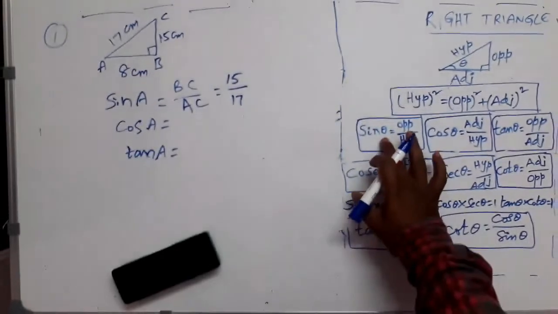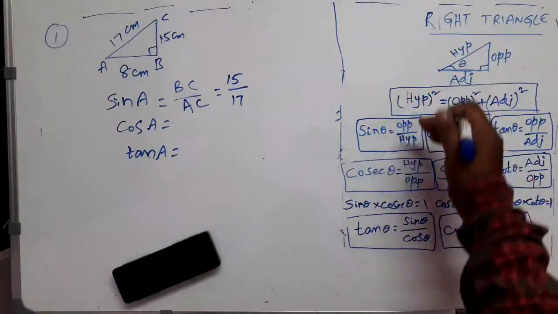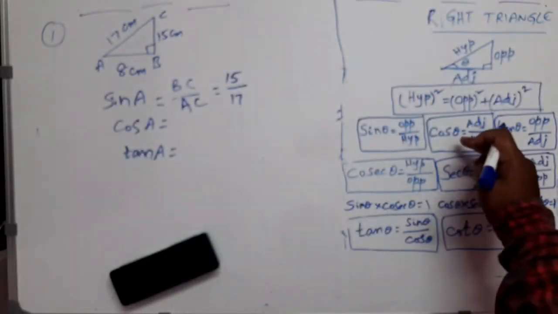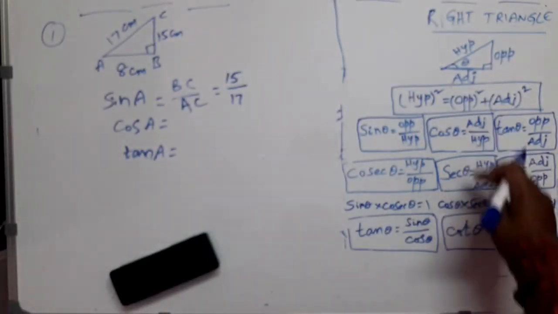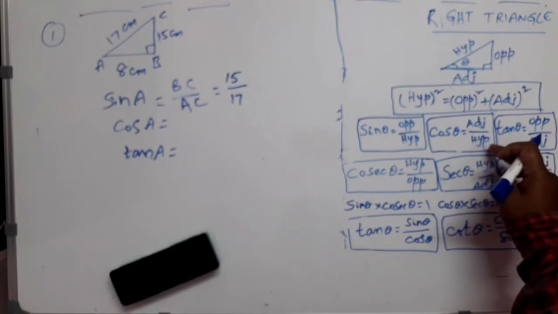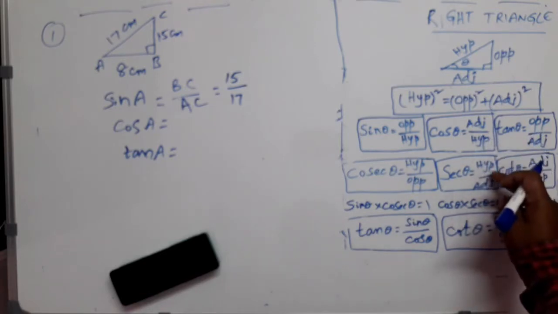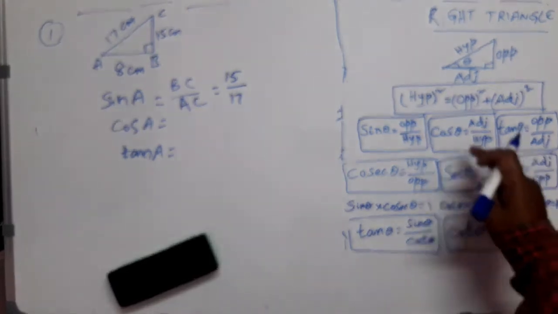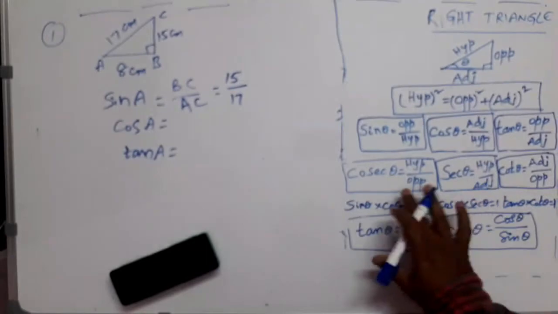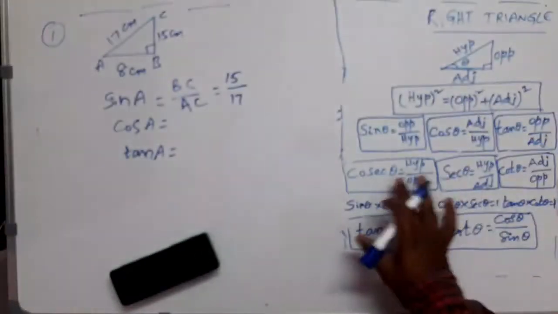Cosecant theta is the reciprocal of this, so simply the numerator becomes the denominator here, and the denominator becomes the numerator. In the same way, cos theta and secant theta are reciprocal of each other, right? The denominator hypotenuse is the numerator here, and the numerator adjacent side is the denominator here, right? In the same way, cot theta and tan theta are reciprocal of each other. You can easily remember, right? If you remember this, you can write this one also easily.